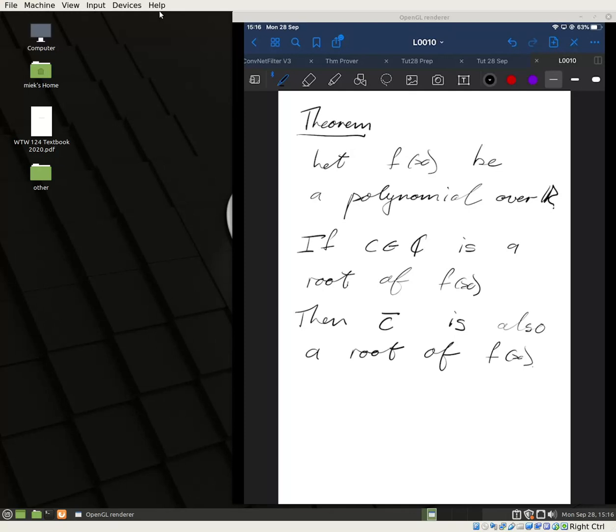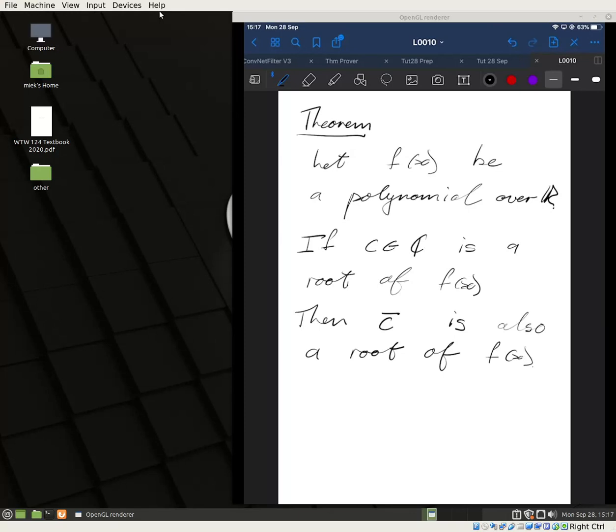Let us take a look at this theorem. So this theorem gives us an idea of the structure that appears in the roots of polynomials over R. So let's read this theorem.